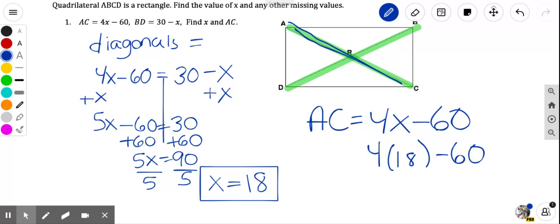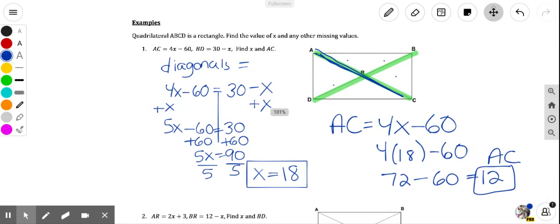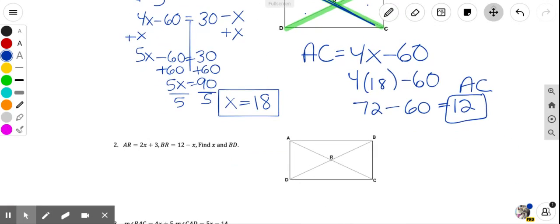So 4 times 18 is 72. Yes, 72. 72 minus 60 is 12. So that means AC is 12. So this is 12 and this is 12, and then all these little pieces would be 6. Okay, so that's the first one. If you're given the diagonals are equal, so you want to set them equal to each other.